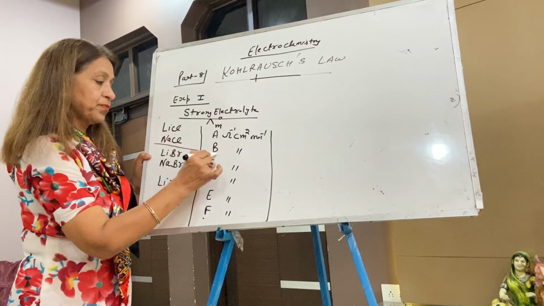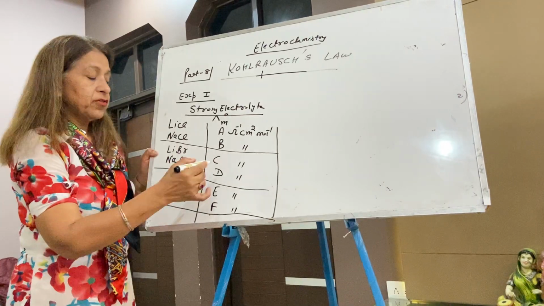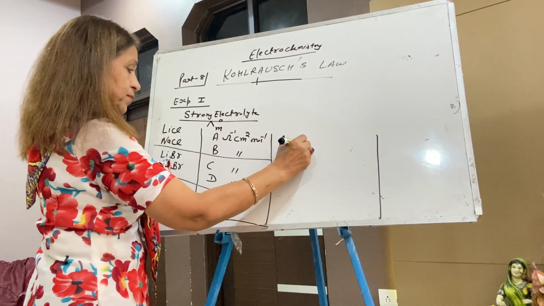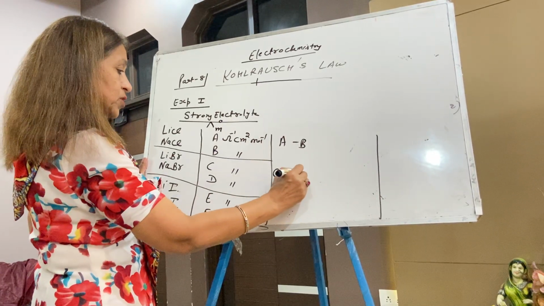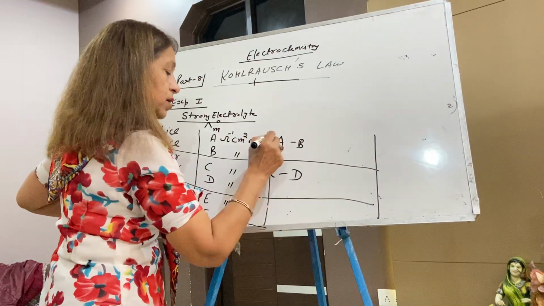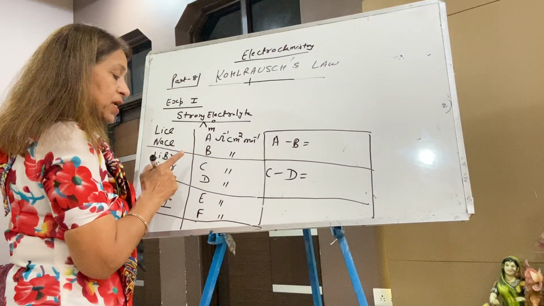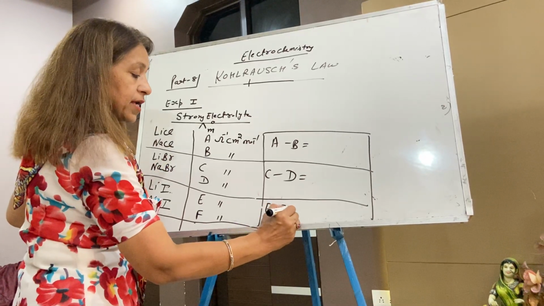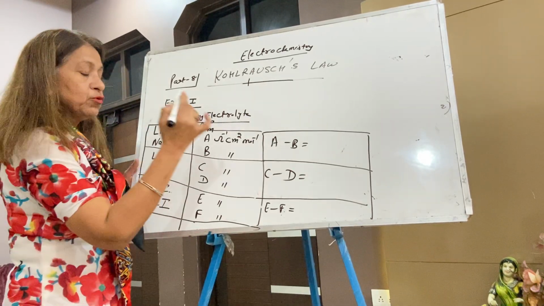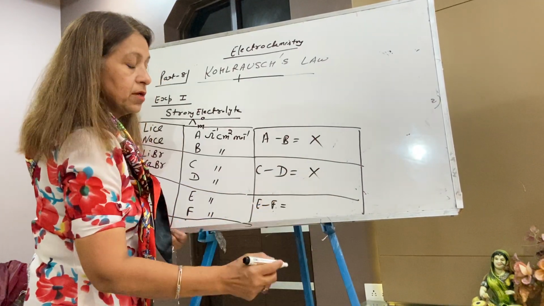Now he paired them up. After that he subtracted these values: A minus B, C minus D, and E minus F. After subtraction, he came to know that the answer came the same in each case. Write X, X, X.